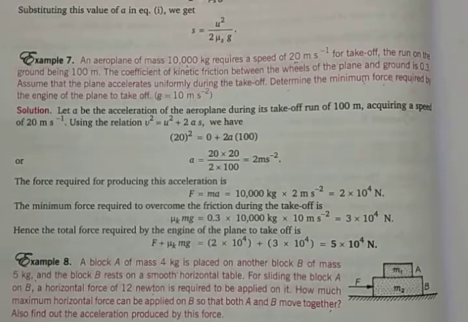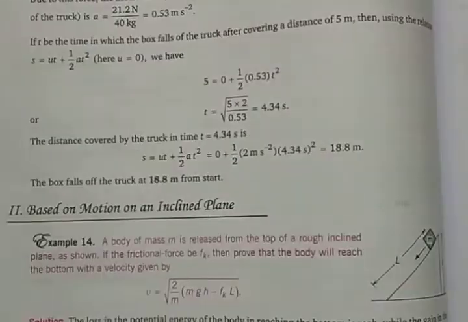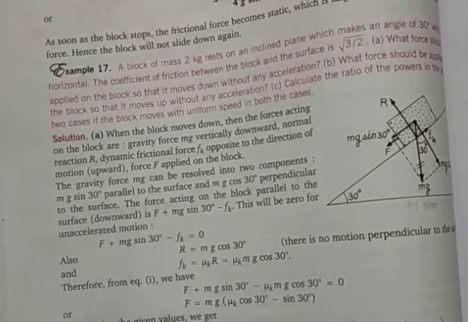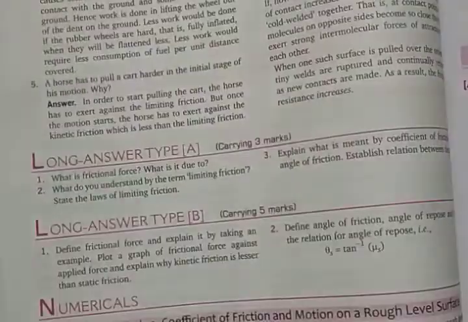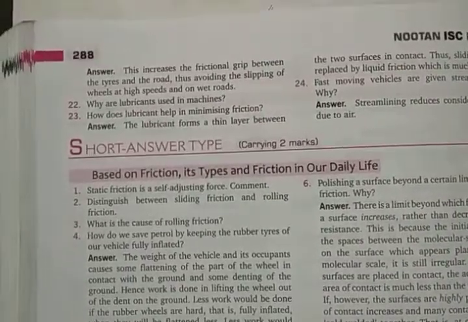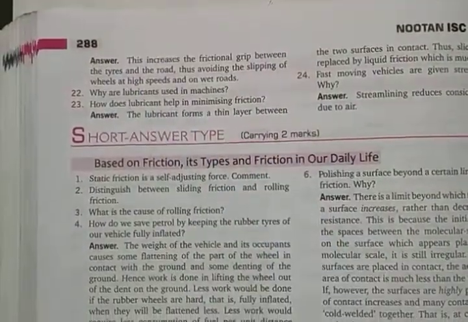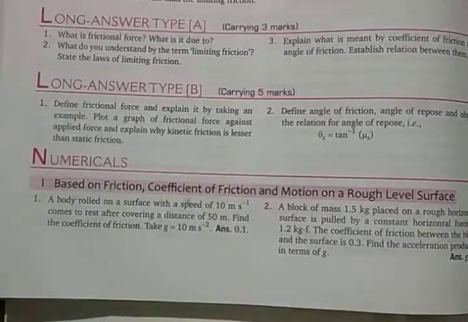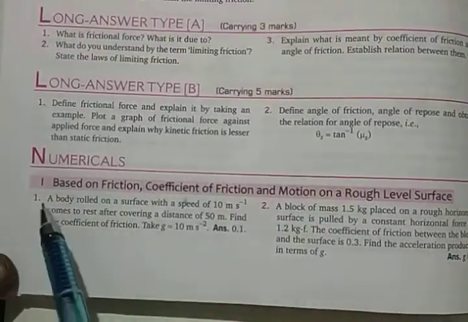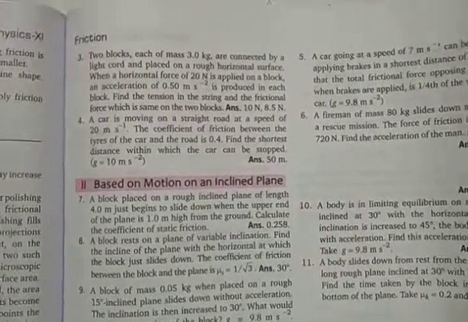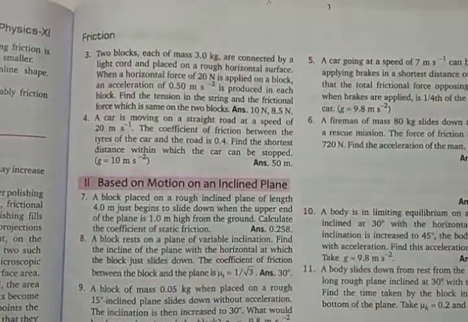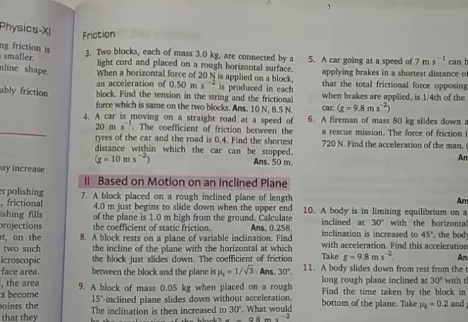So you will be doing homework. The homework will be from the back of the exercise. Try these numericals, from page number 288. The numericals are based on these topics: friction, coefficient of friction, and rough level surface. Question number 1, question number 2. There are 6 questions there. Please try these questions over the weekend. You should be able to do it. Right? Question number 3, 4, 5 and 6. Please try these questions. It will be very, very handy and helpful for you.